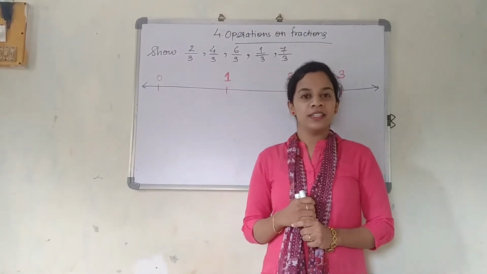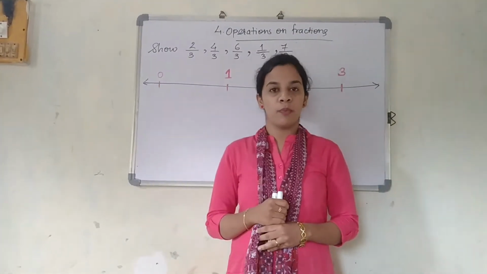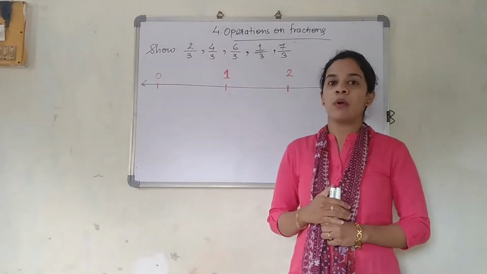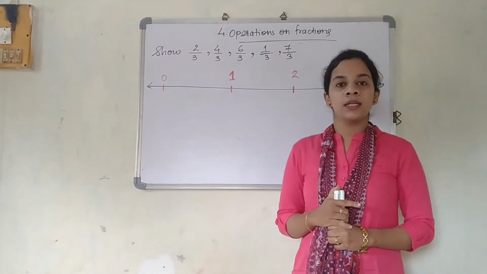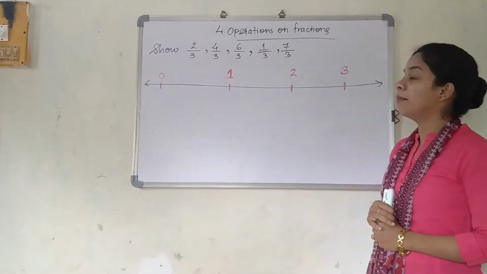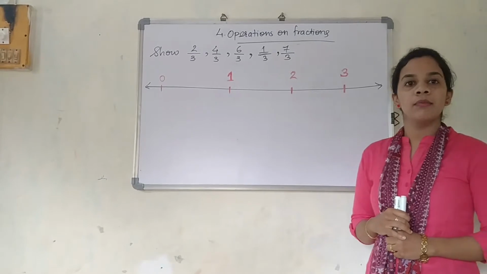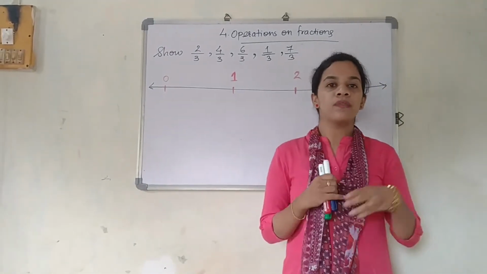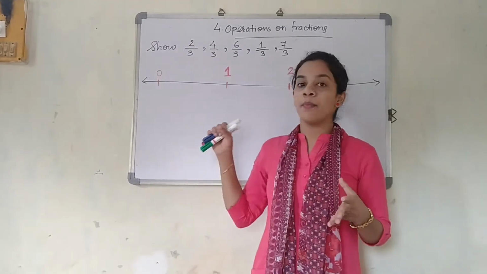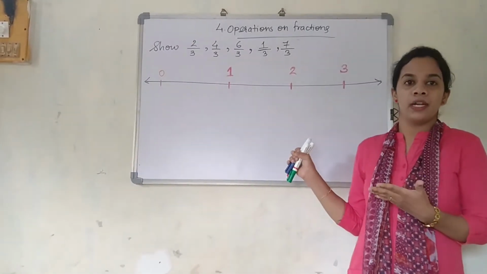Welcome all. We have already started our fourth lesson, that is operation on fractions. So now we are going to see the next concept from this lesson. One concept is to show fractions on the number line. So what does a number line mean? Normally a number line consists of negative numbers and positive numbers. Right now the fractions are positive numbers because there is no negative sign on them.